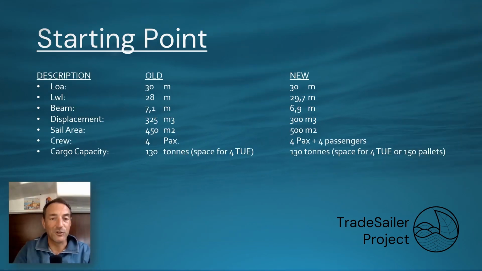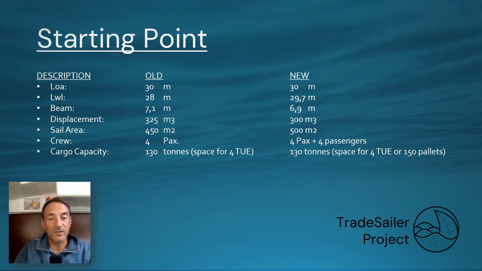And all of that brings us to the next starting point. So I've got a length overall of 30 meters, which hasn't changed. We've got a length waterline. I've increased it a little bit to 29.7 to get it as long as possible. We've got a beam that was 7.1 and we're going to 6.9 meters. It's a big step. We'll see how we go with it.